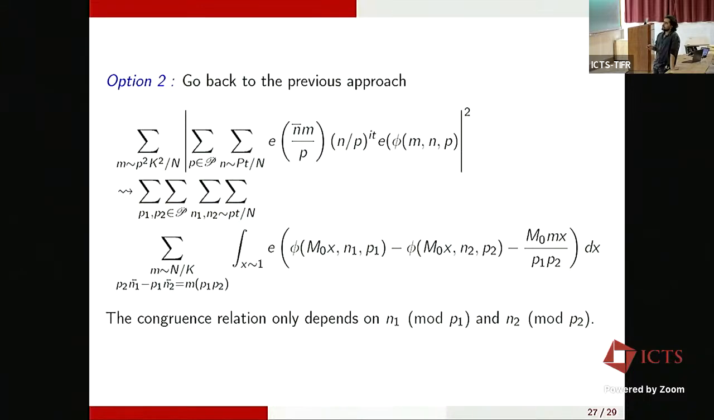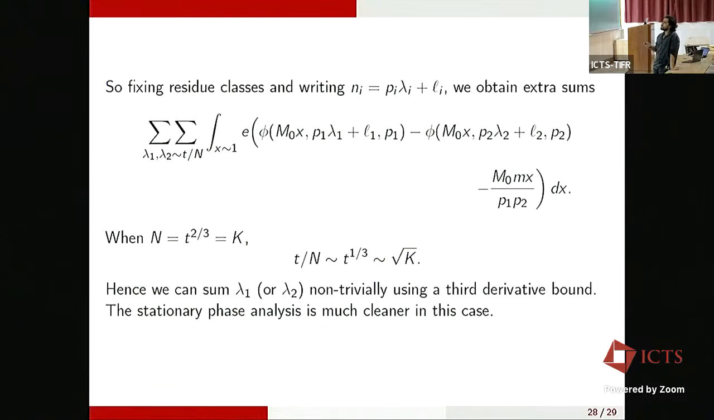So once again, we try to do the same thing. We try to use these variables non-trivially. And you can really do this because this congruence condition only depends on n_1 modulo p_1 and n_2 modulo p_2. So if you fix residue classes, you have once again free variables lambda_i, which are free from the congruence condition, and once again the remaining length is of size roughly t^{1/3}. The analytic phase here is of size t^{2/3}. So again we are in the same range.